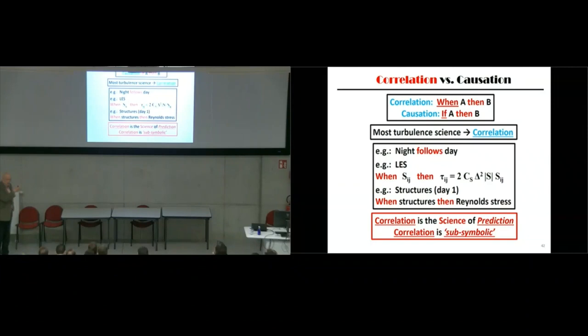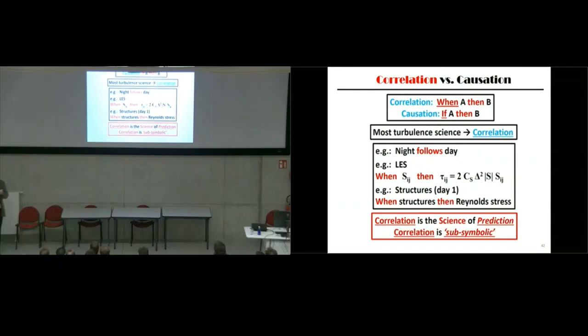Okay, structures, all the things that I was showing you the first day. I tell you, when you see something like this, it is a burst that contains Reynolds stresses. I'm not really saying that the burst is the cause of the Reynolds stresses, but more or less that the burst is the container of the Reynolds stresses. When you have one, you have the other, but that's not the cause, okay? Correlation actually has nothing to do with physics, in a sense.